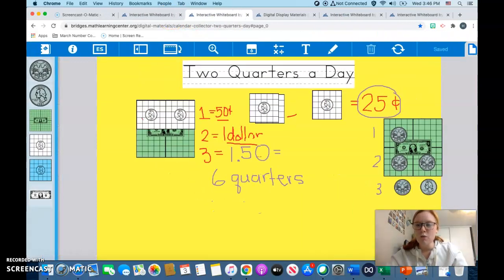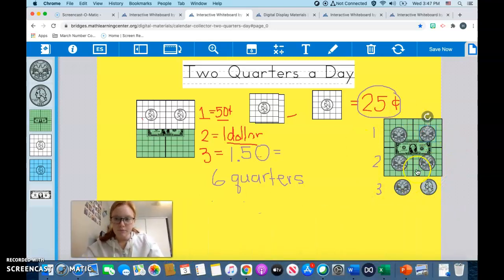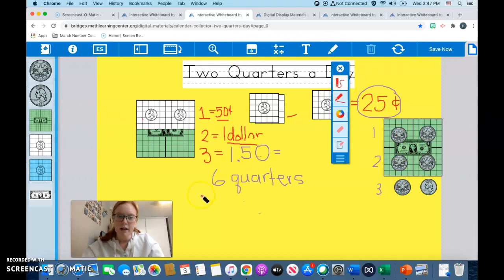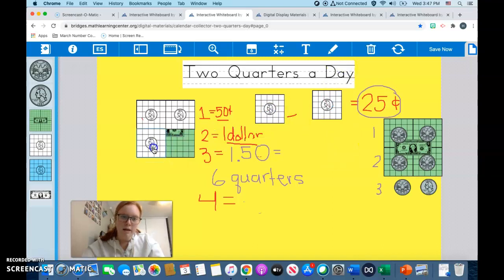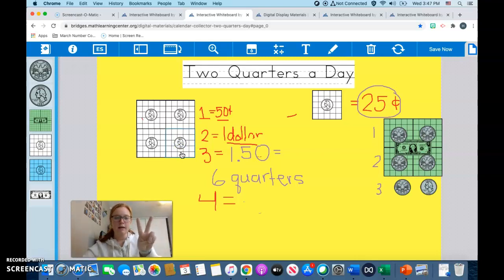So as you know, we have been collecting quarters these past few days, right? We had a total of 6 quarters collected in the past 3 days. So now we are on day 4. I'm going to grab out my tool here. I'm going to write a 4 underneath my 3 here. And I'm going to take this shape right here. I'm going to go 1, 2, because remember, we are adding 2 quarters a day.